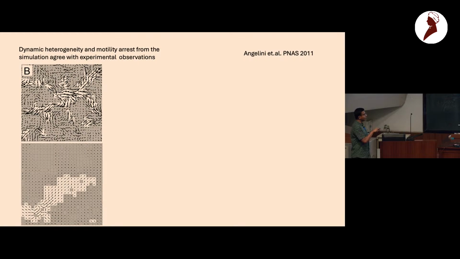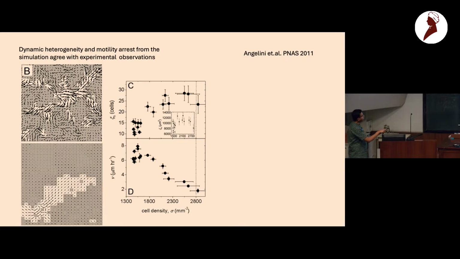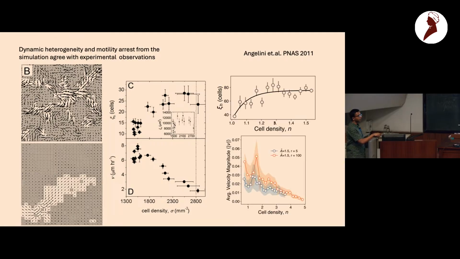So one of the first things we wanted to see was whether we get dynamical heterogeneity, and just by comparing this data from Angelini, you can see that there are similarities, visual similarities at least. Then the question is, can we make a quantitative match? To do so, we looked at how the size of the dynamical heterogeneity changes as a function of density and how the motility changes as a function of density. And for both of them, we see very similar behavior. So the dynamical heterogeneity increases and eventually saturates as you increase the density, and the motility decreases linearly, just like in the original one, okay? So these are a pretty good match, okay?